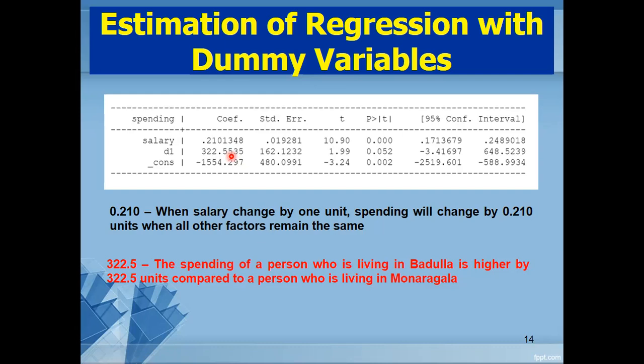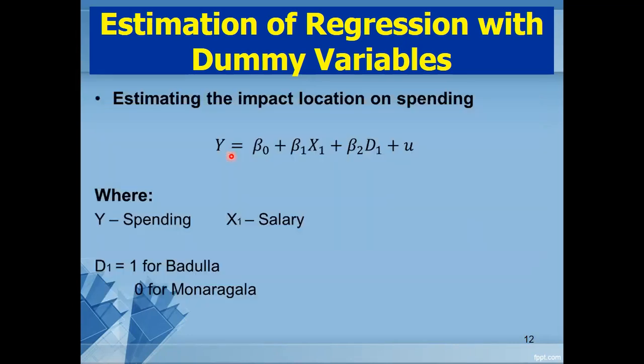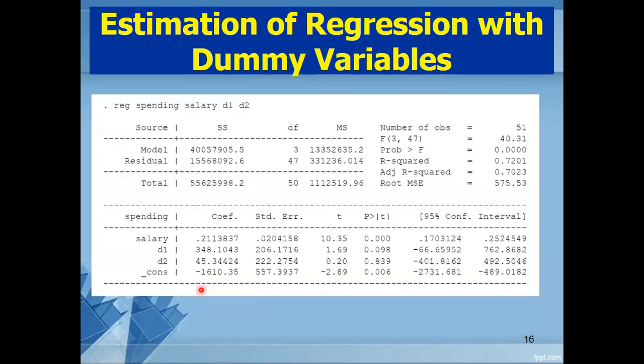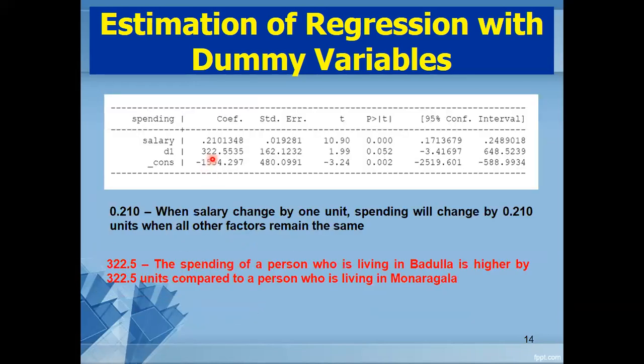You should have a clear understanding of how we have defined this D1 dummy variable. When defining this D1 dummy variable, we have assigned 1 for Badulla and 0 for Monragala. Therefore, Monragala is the base category or the reference group. So we are going to interpret this coefficient in relation to the base category or the reference group.